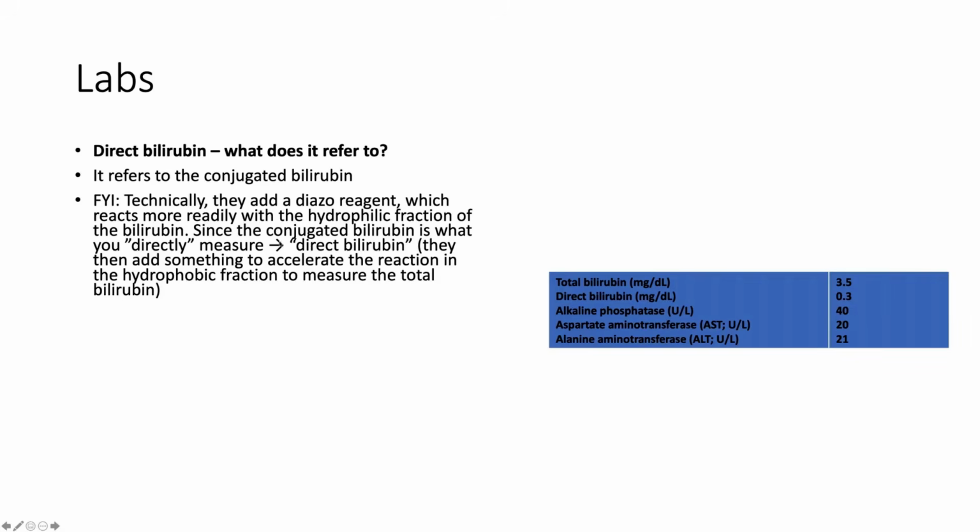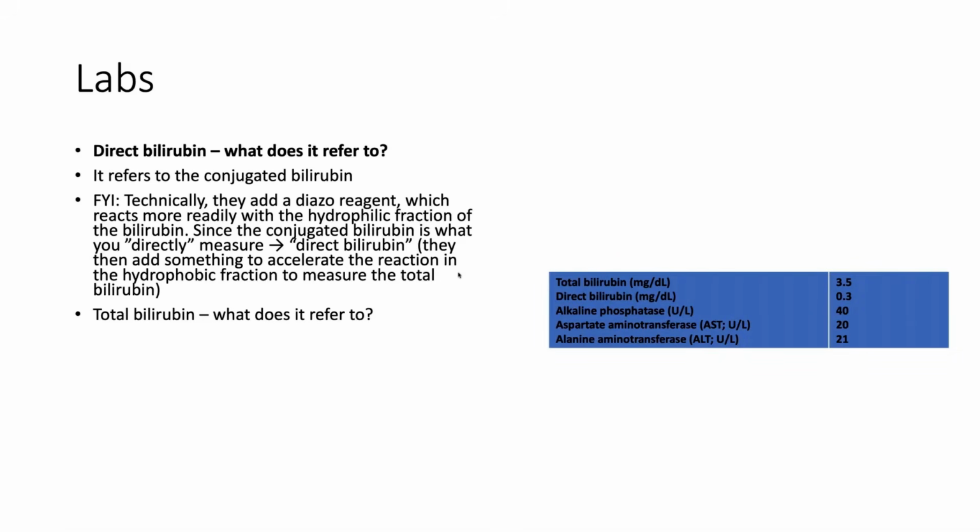And it reacts with it and makes it colored. So the reaction is what you're measuring. It's called direct bilirubin because that's the thing that you're actually measuring. They call it indirect bilirubin because it's the thing that you're only indirectly measuring. Kind of cool, yeah. So Saba, what does total bilirubin refer to?